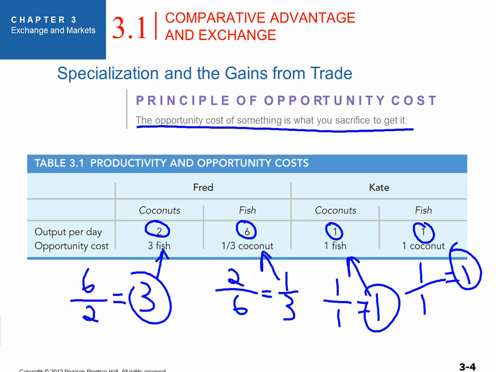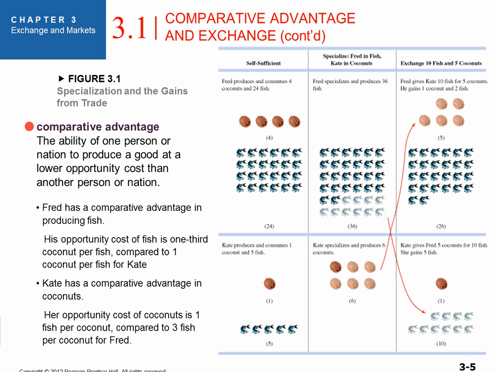Now let's look at fish. For fish, Fred has an opportunity cost of only 1/3 for catching fish, whereas Kate has an opportunity cost of catching fish of 1. So Fred's opportunity cost of catching fish is less than Kate's opportunity cost. So Fred has a comparative advantage for catching fish. Let's see how this relates to trade now. Going to the other slide.